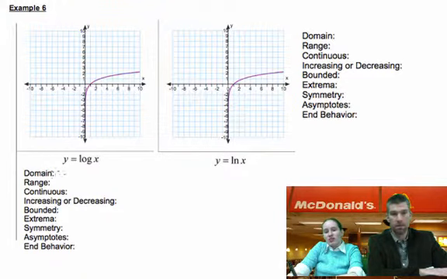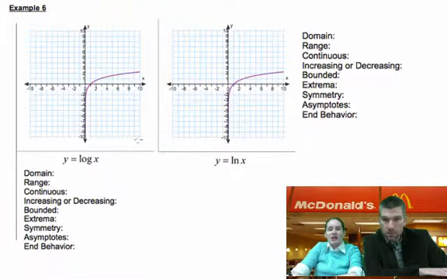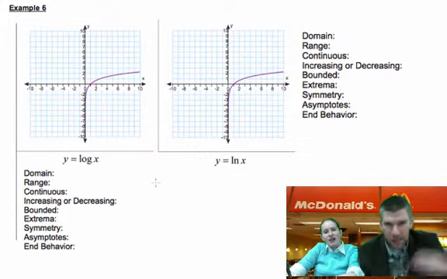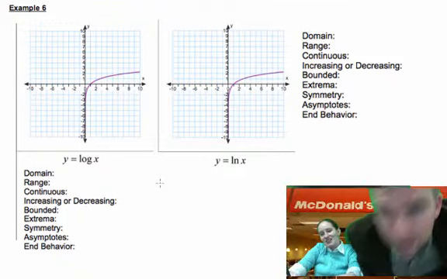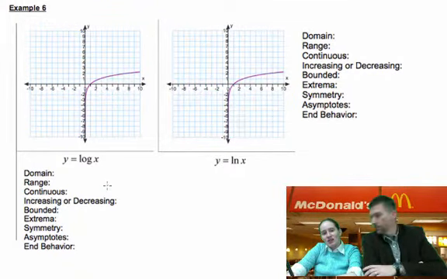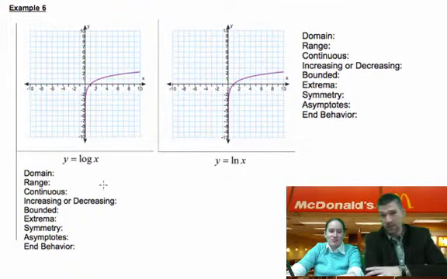So we're going to do the common logarithm, log of x, and the natural logarithm, which is log base e of x, and it would look very similar. They look awfully similar. Actually, is there a difference? I don't see a difference. But there's got to be one because those are different bases.